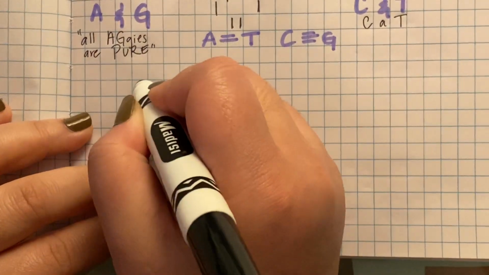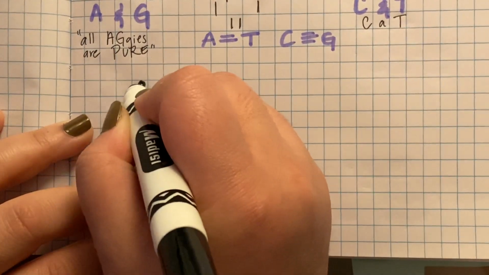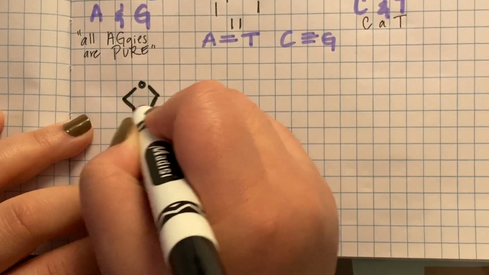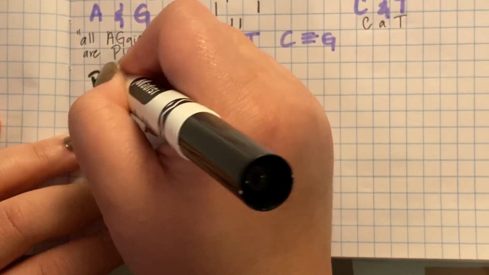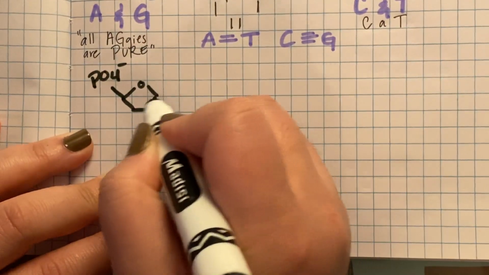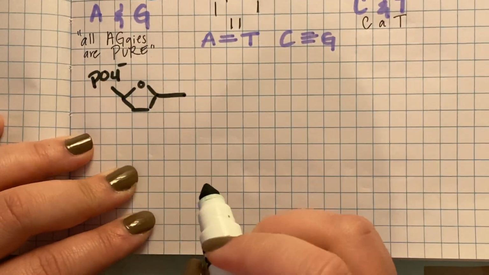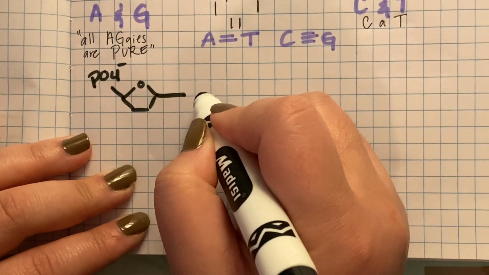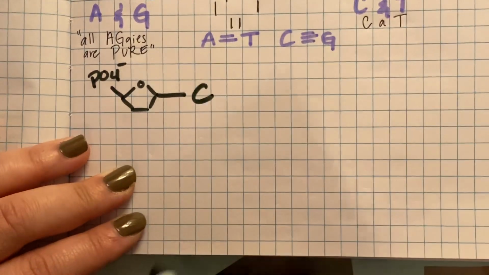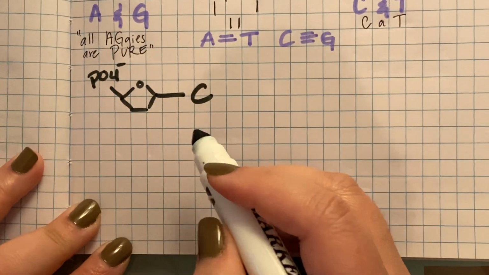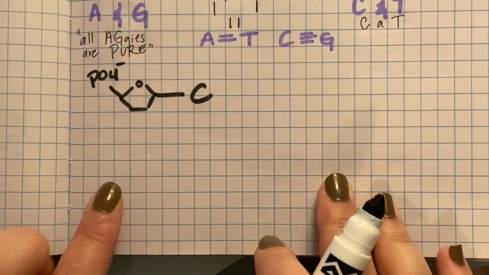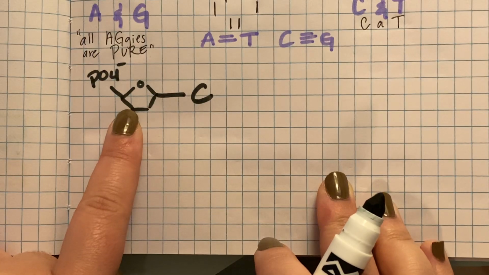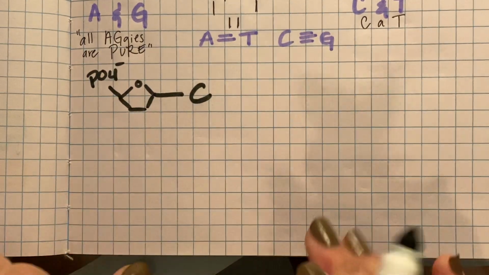I typically start with my sugar just because I like to start with my oxygens first. So here's my deoxyribose. Here's my phosphate group. Here's my nitrogenous base. Let's make this one cytosine. Cute. Let's draw another nucleotide right below. They all go in the same direction. If they're on the same side of the DNA strand, they're all in the same orientation, right?